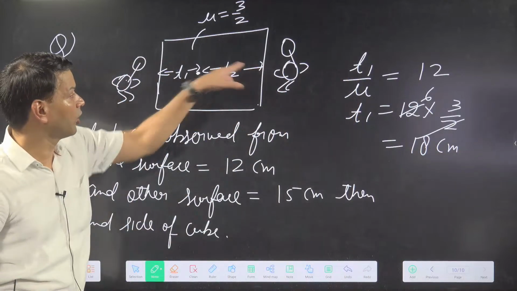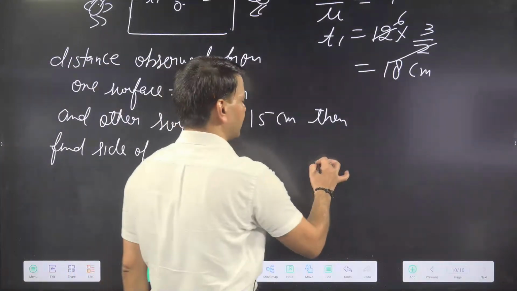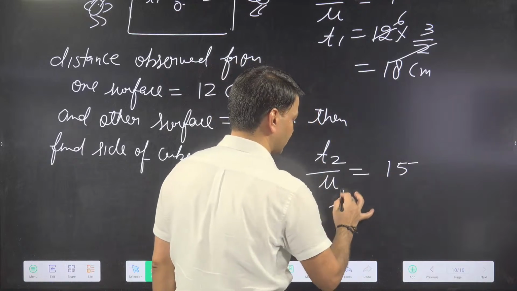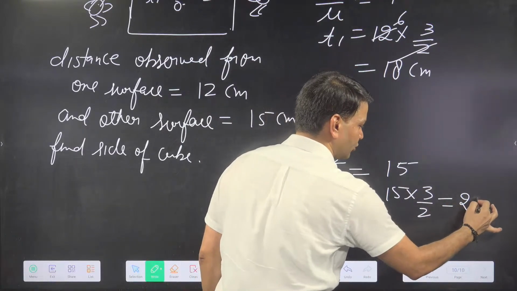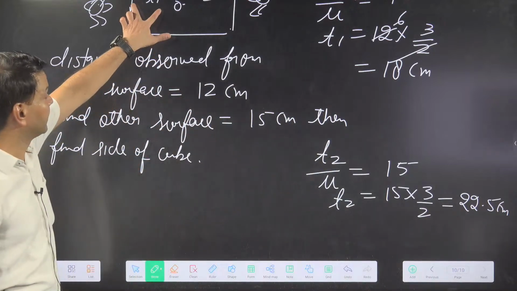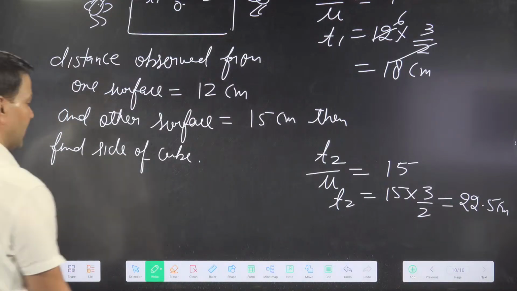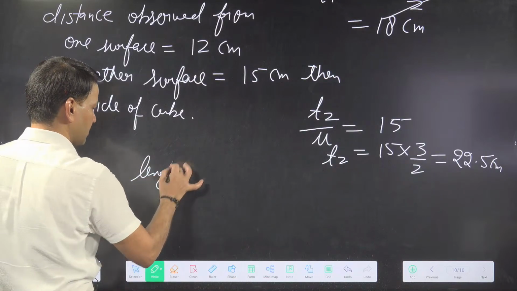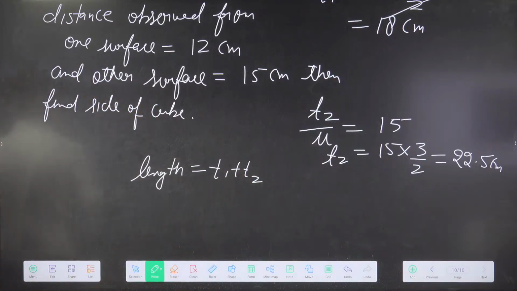Now from this side, T2 by mu is equal to 15 centimeter. So T2 is 15 into 3/2, which gives 22.5 centimeter. Now this side T1 is 18, and this side is 22.5. So what is the length of the cube? The length of the cube is T1 plus T2, which is 40.5.